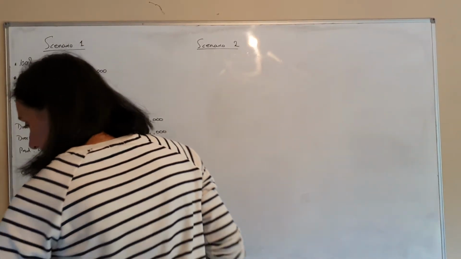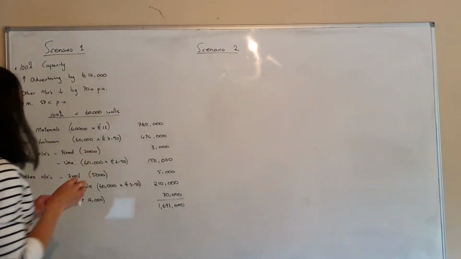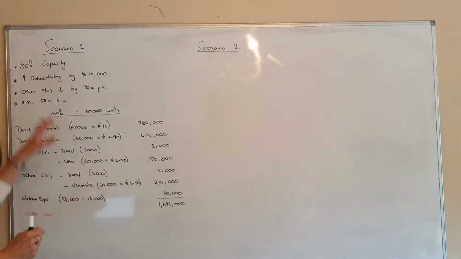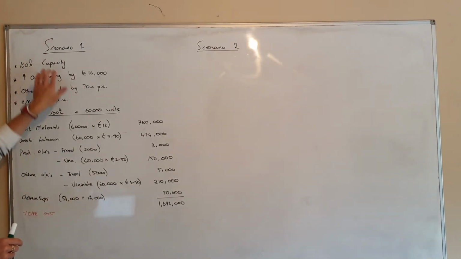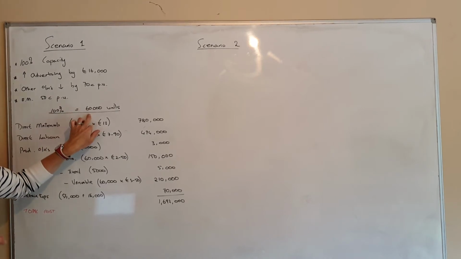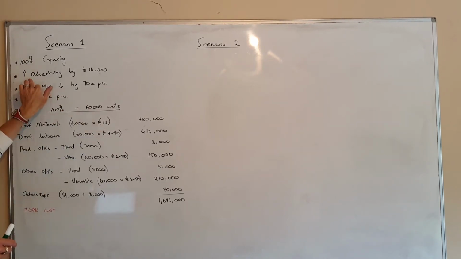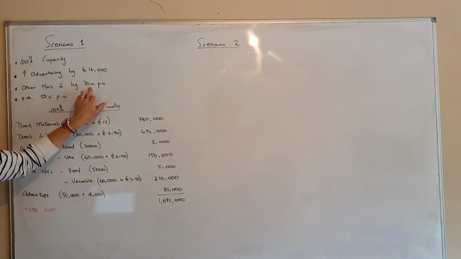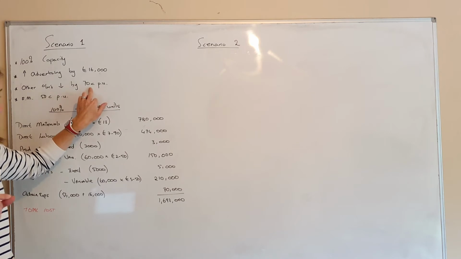So that here, this last figure here, will give you your profit. Right, in the last part of this question, they're giving you two scenarios. What I want you to do when you get scenarios, I want you to write down the things first of all. So it's 100% capacity. We know 100%, you're looking at 60,000 units. You're going to increase your advertising by 16. Your other overheads are going to go down by 70 cents per unit. So that just means the variable part of that cost is changing.